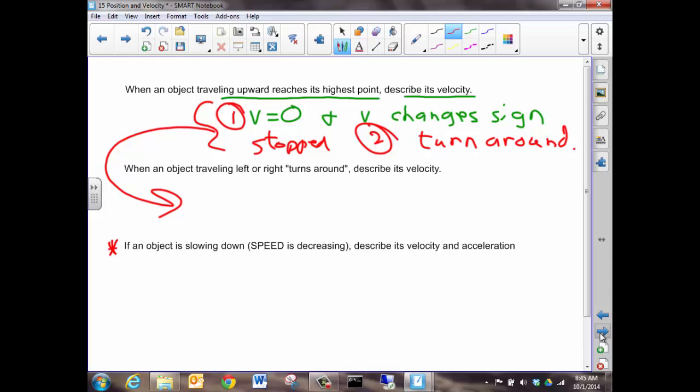If an object is slowing down, describe its velocity and acceleration. So the speed is decreasing. Describe its velocity and its acceleration.